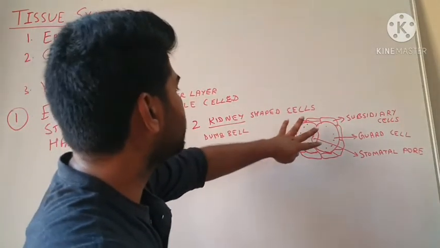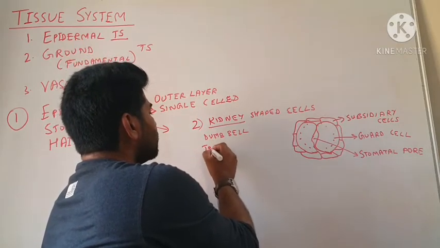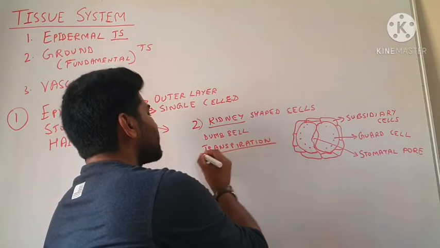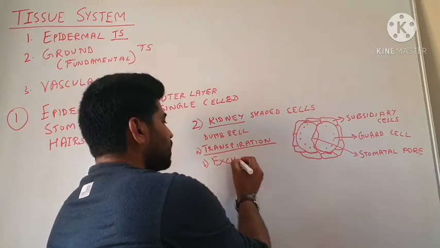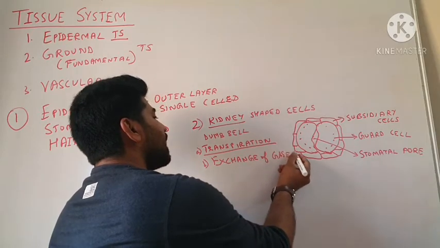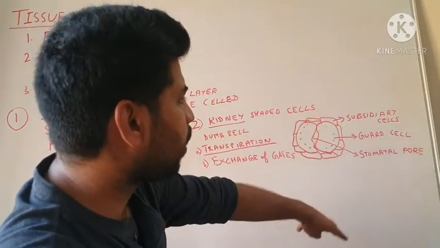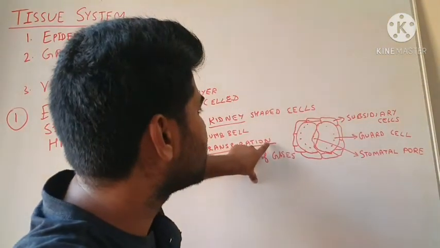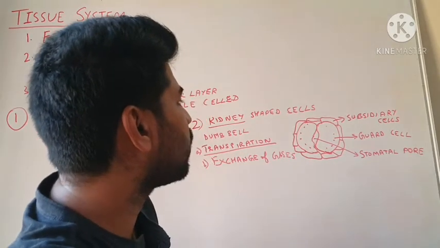This stomata plays an important role. Number one, in the process of transpiration, that is losing extra water, and also the stomata is the organ through which exchange of gases takes place. Plants obtain carbon dioxide through this stomata, and oxygen generated in the process of photosynthesis is thrown out. Similarly, excessive water is also lost through this stomatal opening or stomatal pore.